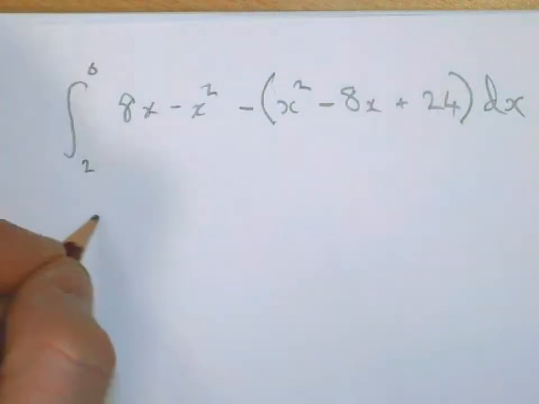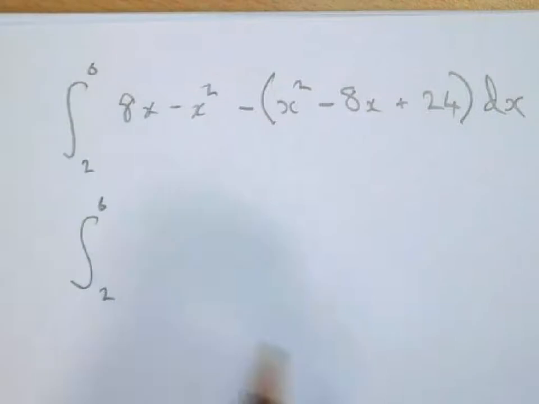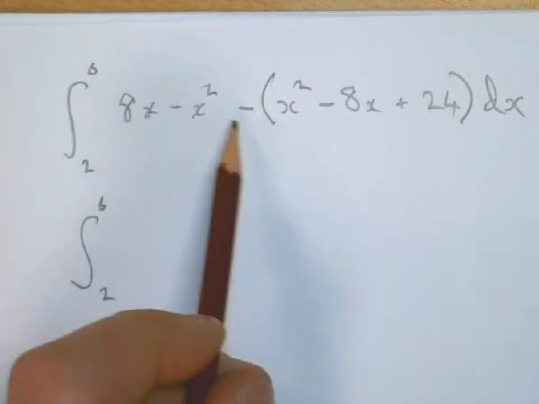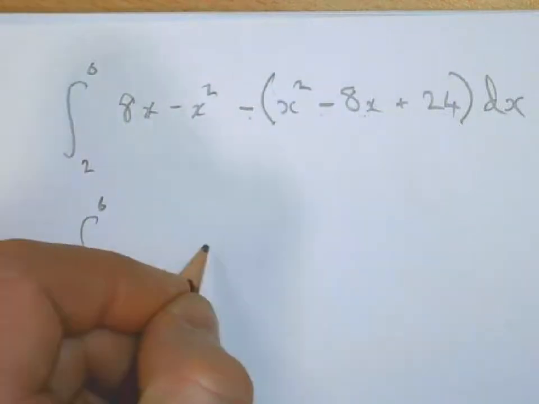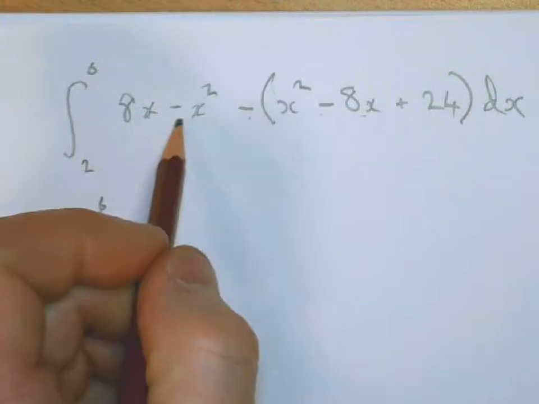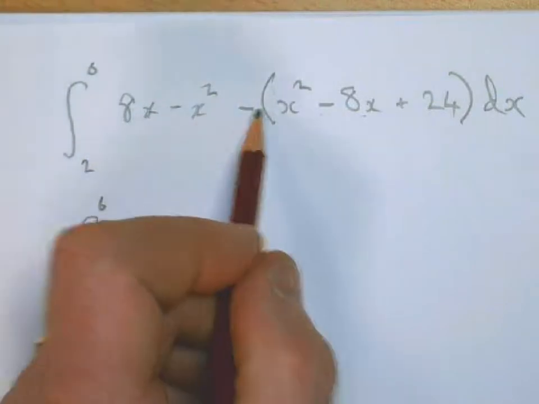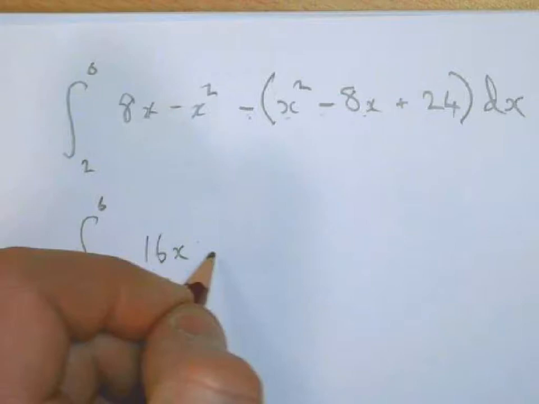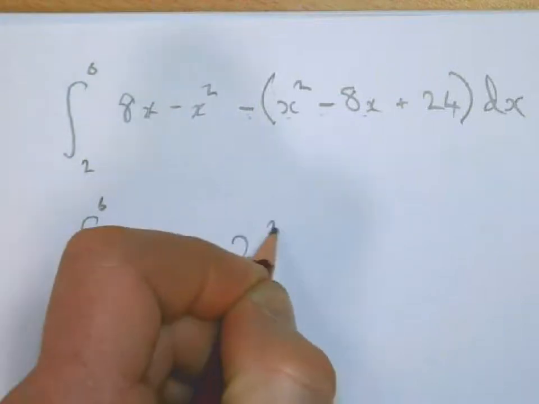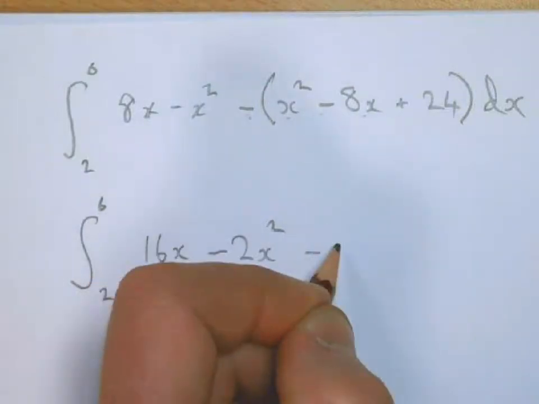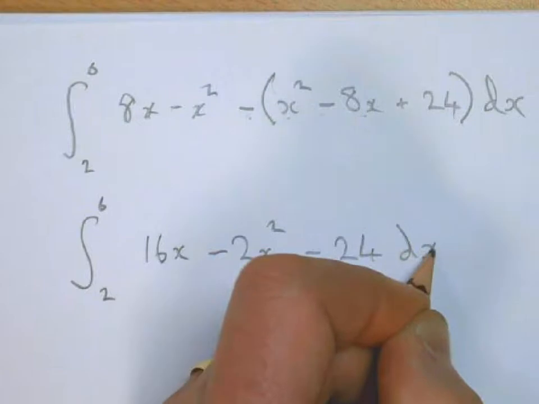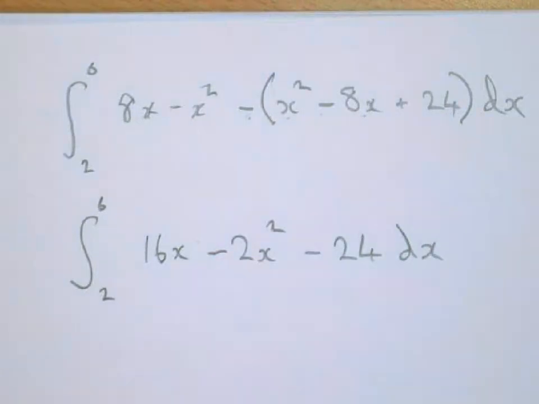So the integral between 2 and 6. First of all, we've got 8x here. We're taking away negative 8x, so it's going to give us 16x. You've got negative x squared, and we're taking away another x squared, so it'll give us minus 2x squared, or negative 2x squared. And then we're taking away plus 24, negative 24. So now it's ready to integrate. You could rewrite that if you wanted to as x squared first and then plus 16, but I'm just going to leave it like that.